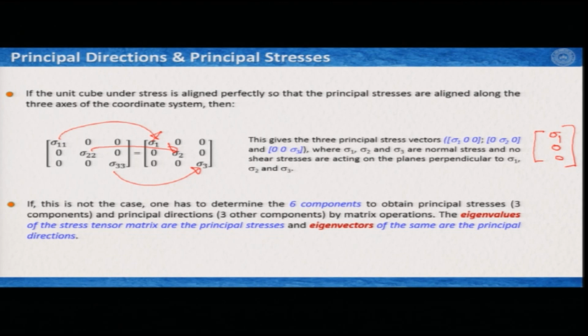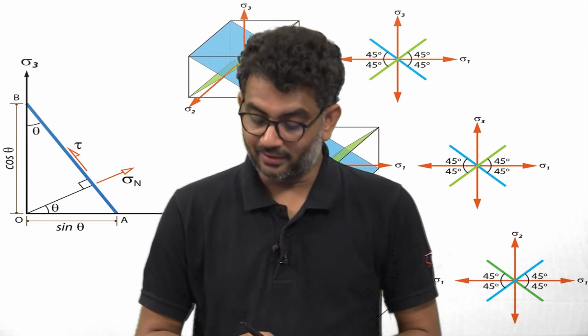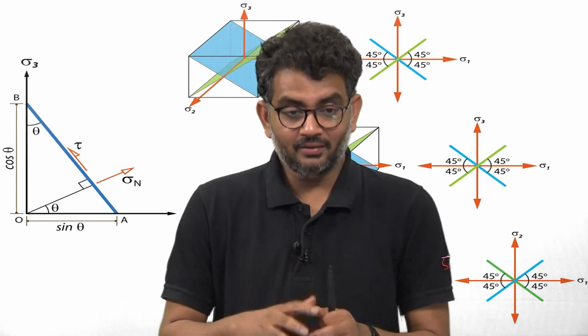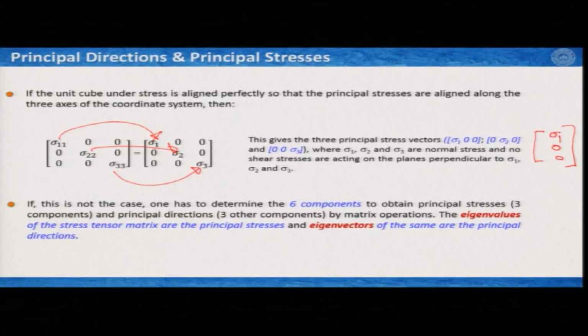That means first the magnitudes and then the directions. Now, in matrix algebra, this is an interesting eigenvalue problem, but it is very simple, we will learn about it soon. So, the eigenvalues of the stress tensor matrix are the principal stresses, and the eigenvectors of the same are the principal directions. Now, we will learn how to derive it.